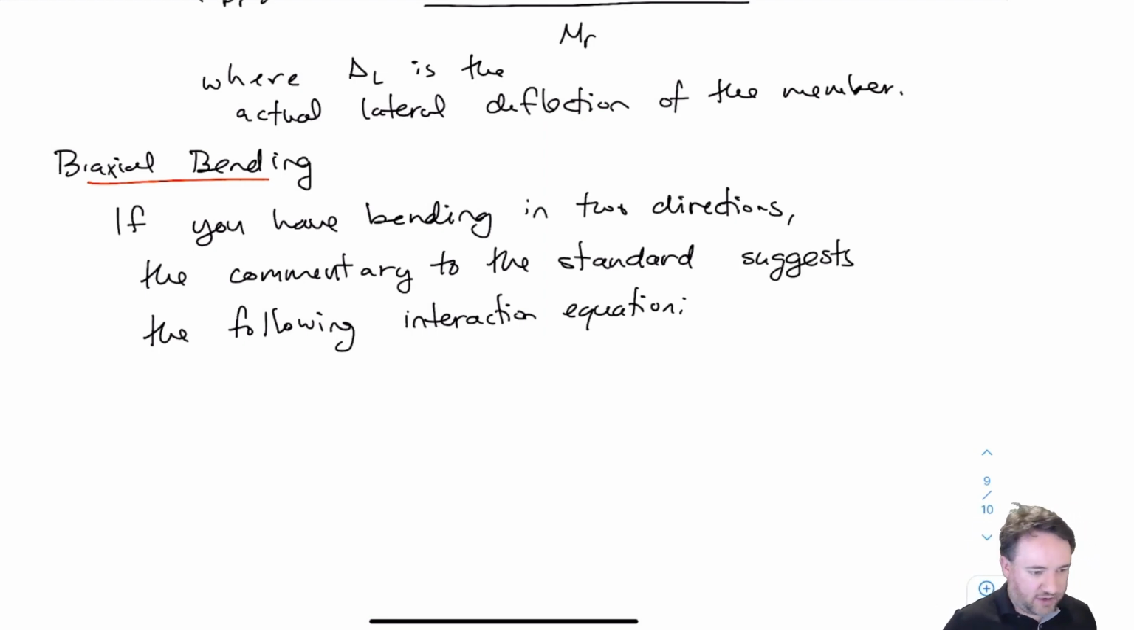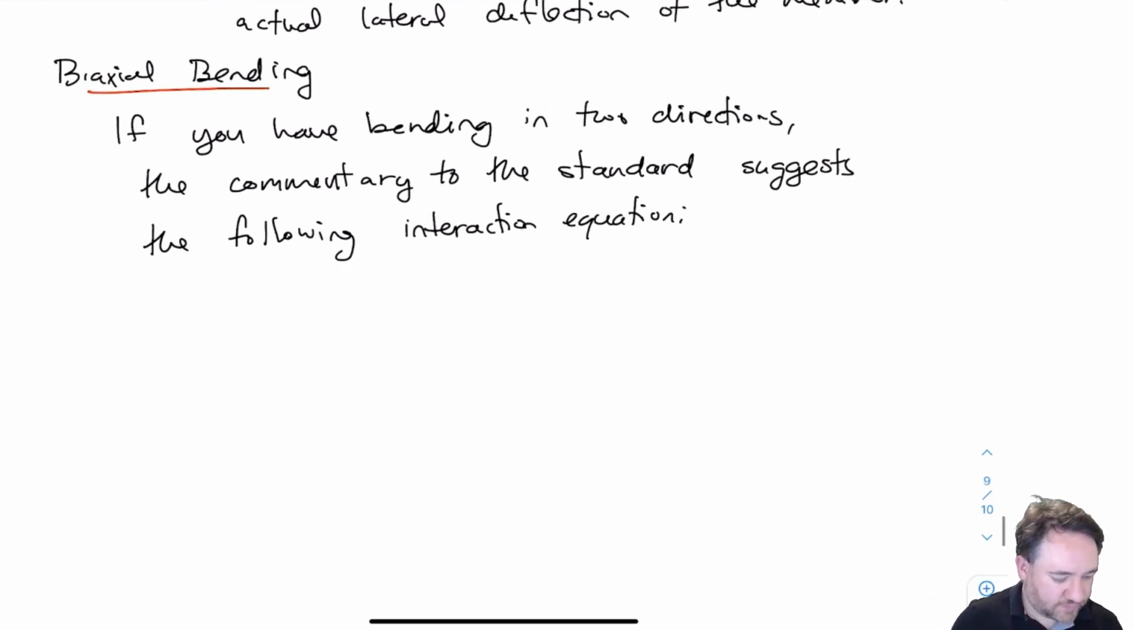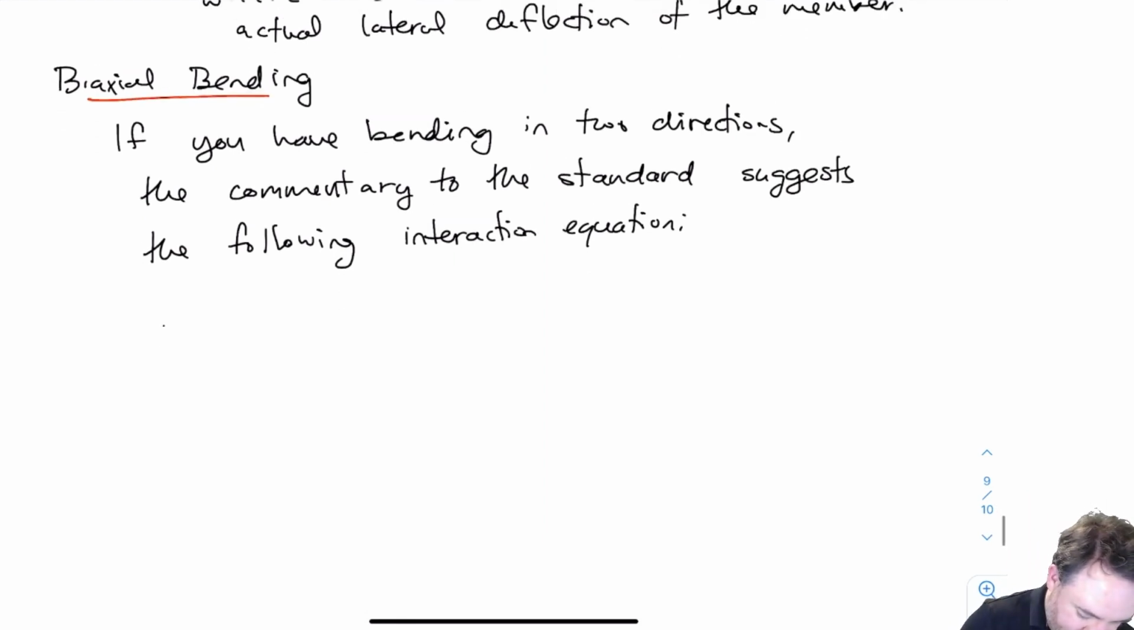So if you go to the commentary for the interaction equation clause, it'll tell you all about these P delta effects and what's happening with the strength of the member and all that stuff that we just talked about. And it will also say that if you have biaxial bending, which means that I have bending in this direction and in this direction, the strong axis direction, plus axial load, then it provides an equation that you can use to calculate those effects. And it looks like this.